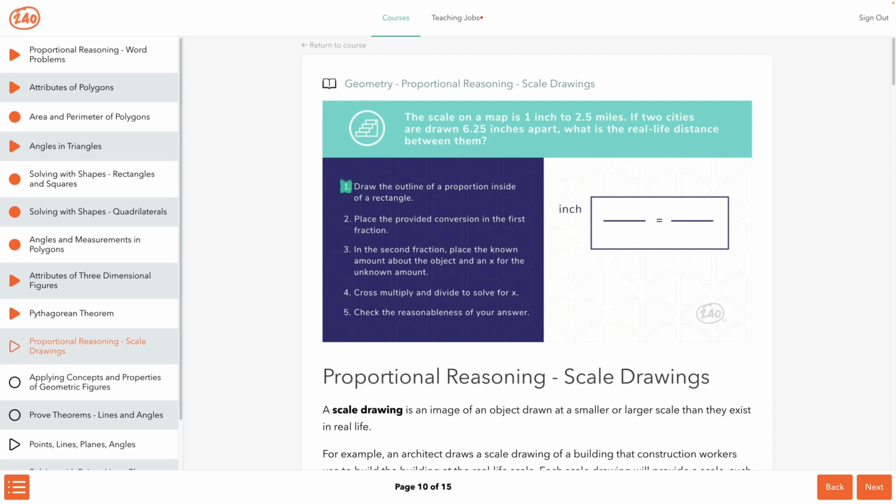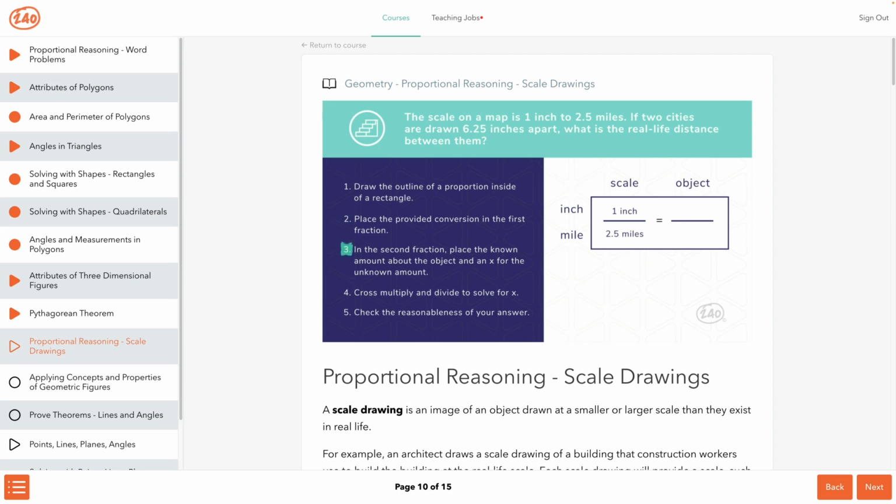In this case, inches and miles. On the top of the rectangle, label the first fraction scale and the second fraction object. Next, place the provided conversion in the first fraction. In this problem, we know 1 inch represents 2.5 miles, so we match our units with those written to the left of our rectangle and write in 1 inch over 2.5 miles.